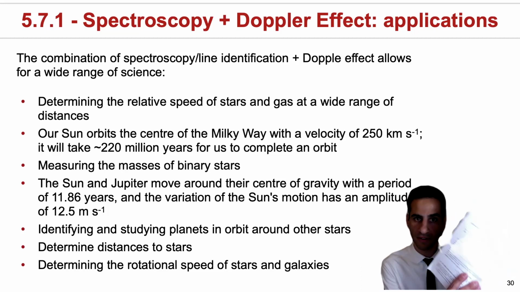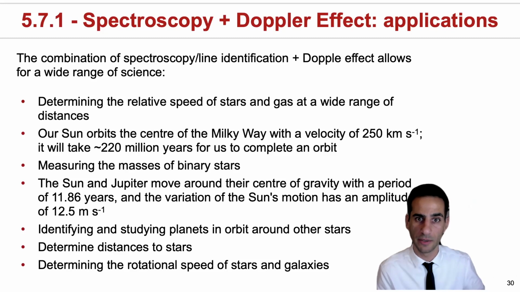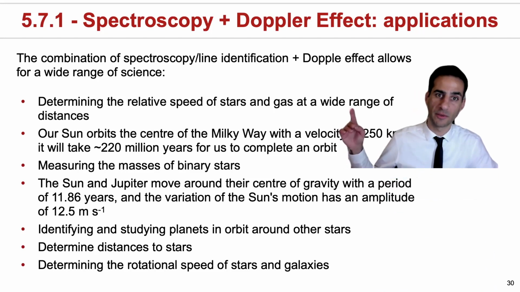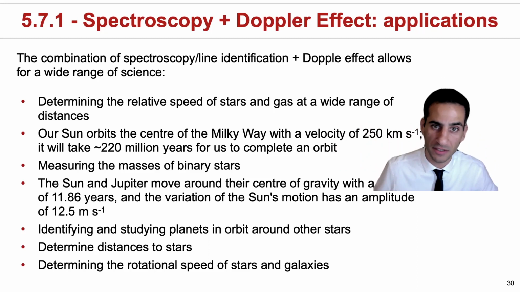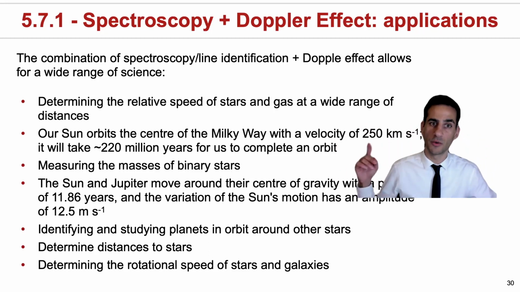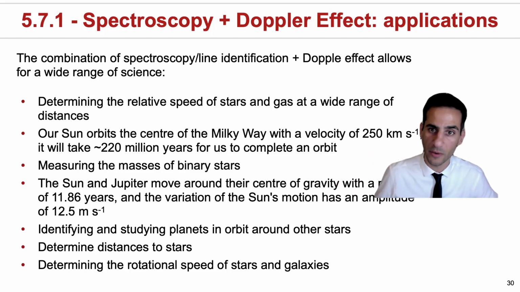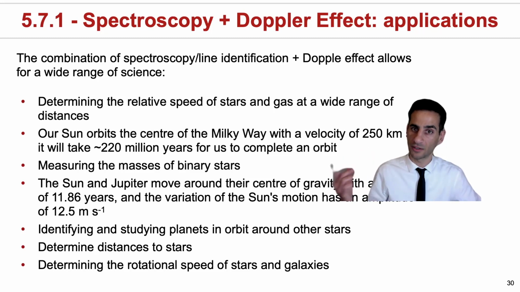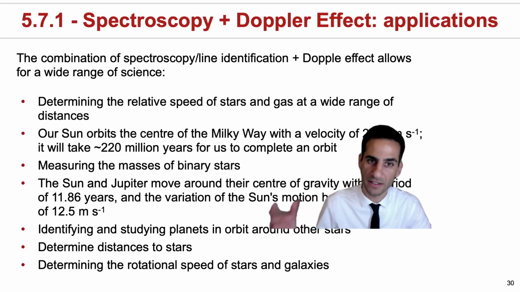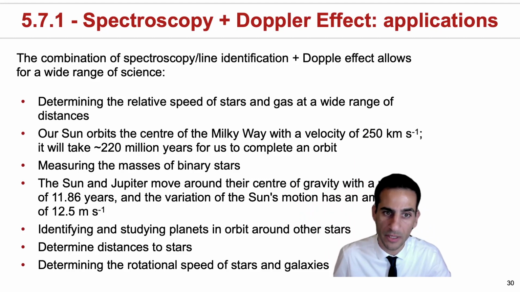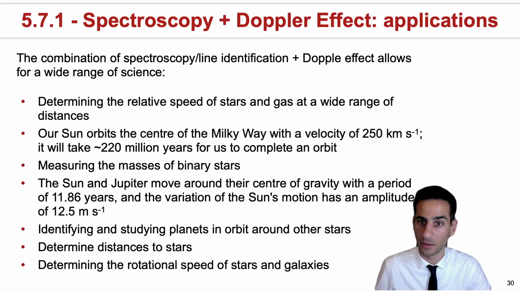There are some examples in your lecture notes, but as the course moves along, we'll actually encounter this again and again. This is how, for example, we determine the relative speed of stars and gas at a large range of distances, how we'll be able to measure essentially the velocity that the sun orbits the Milky Way, so we know how long it takes for the solar system to complete a full lap. This is how we can measure the masses of binary stars, for example, or even discover exoplanets, as we shall see.